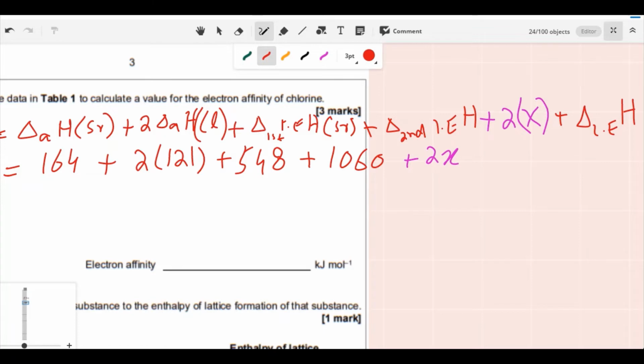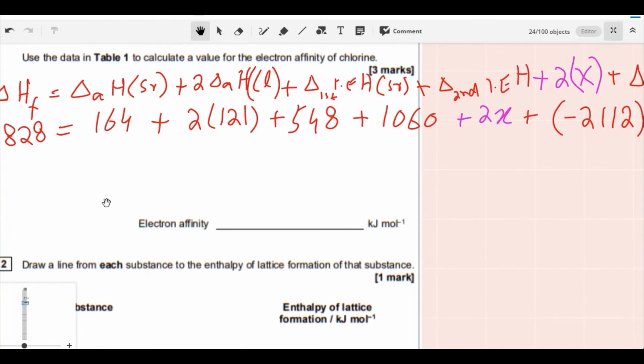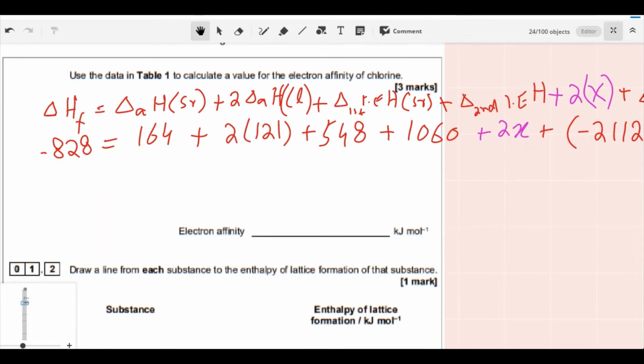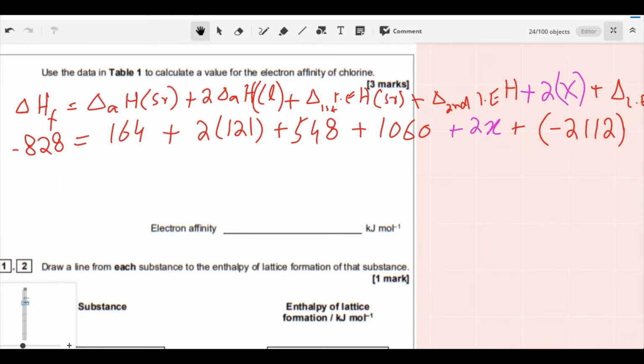And then the last one, the lattice energy, is minus 2112. So when we calculate it, that will equal 2x. Now you can see these are the values. 2x is equal to, when you calculate it, minus 730.